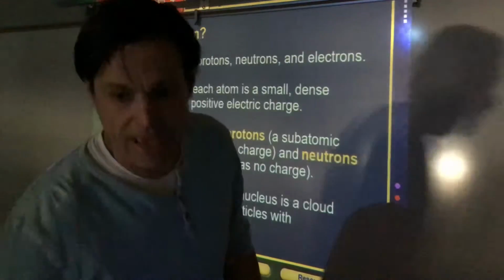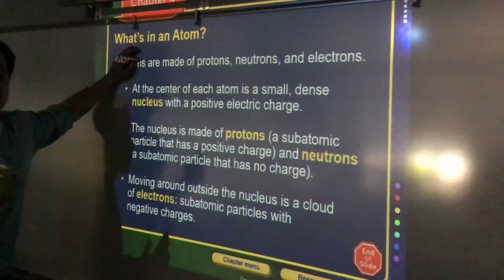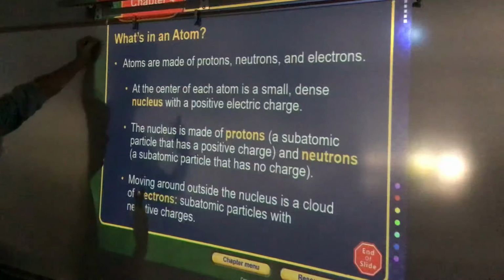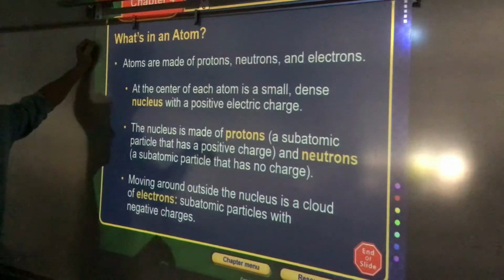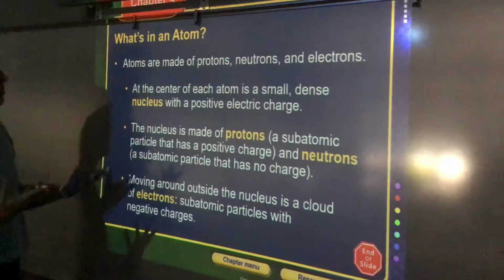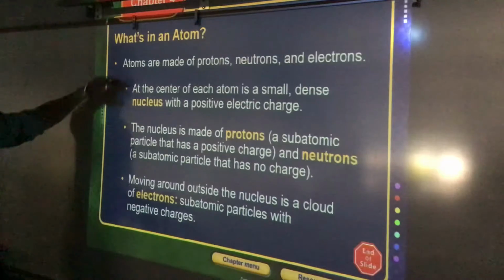So basically, atoms are made up of protons, neutrons, and electrons, okay? 3 particles. We're going to talk a lot about those particles. Protons have a positive charge, neutrons are neutral, neutral means neutral, and electrons are the negative charge. A couple things you also need to know about where you find protons and neutrons and electrons, the subatomic particles, guys and gals.